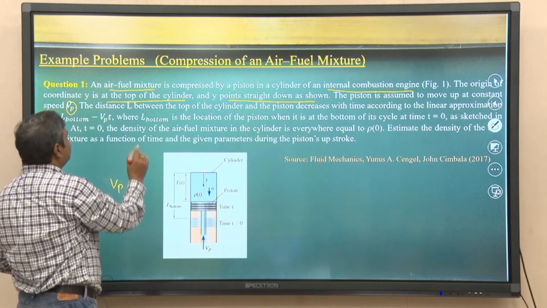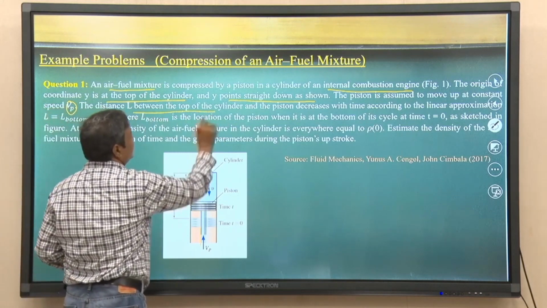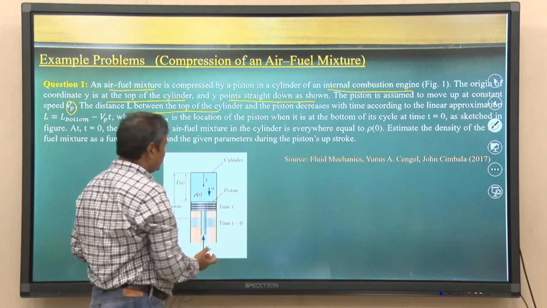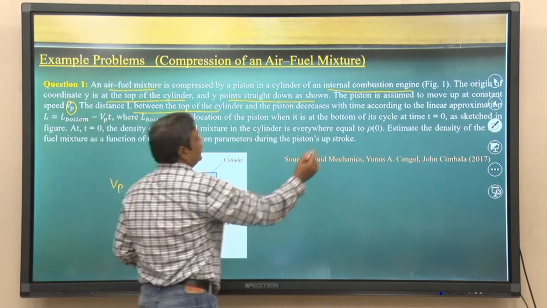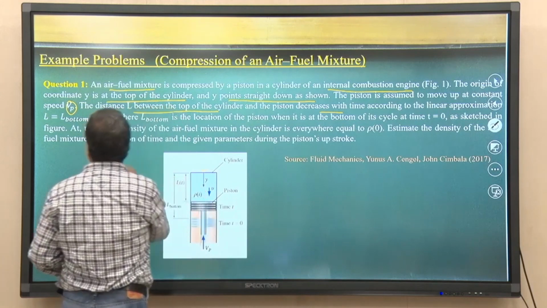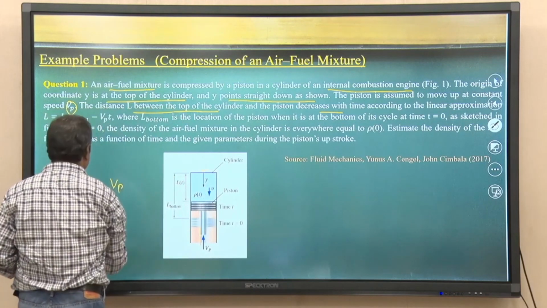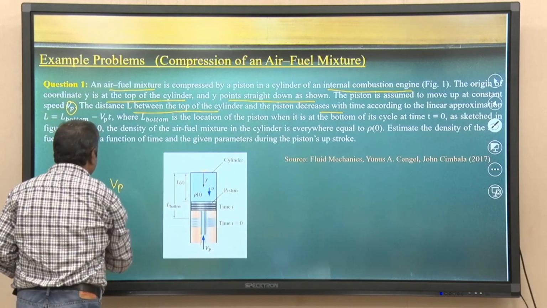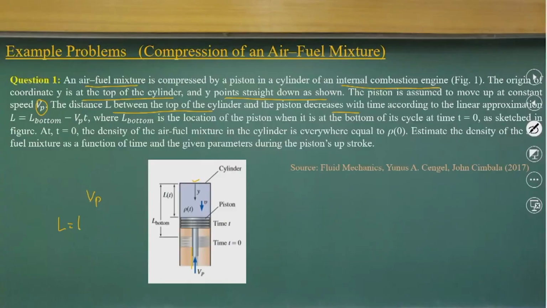The distance L between the top of the cylinder and the piston position decreases with time, with a linear approximation of this form: L equals L bottom minus Vp t, that is, velocity times time is the distance.